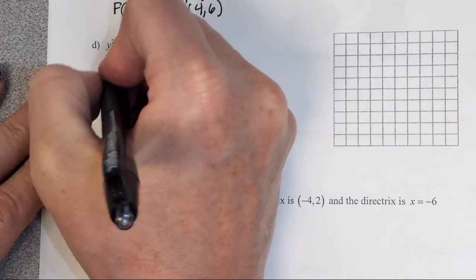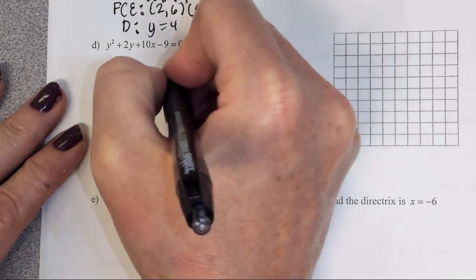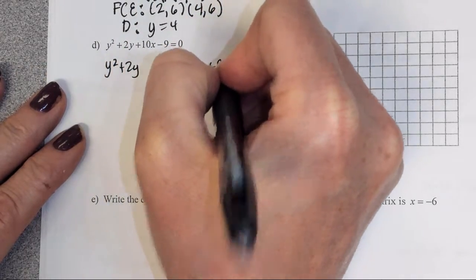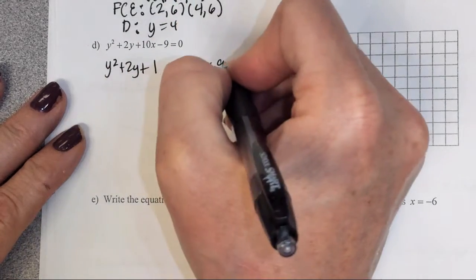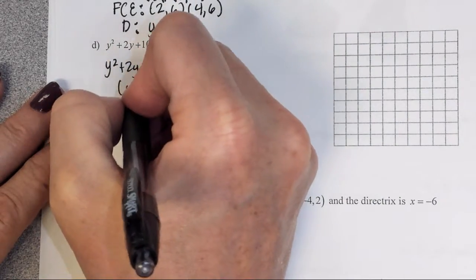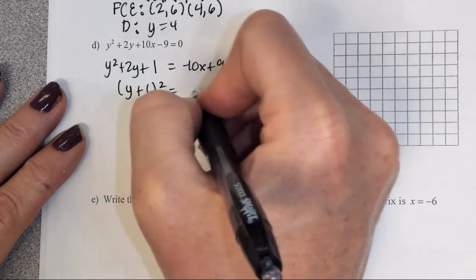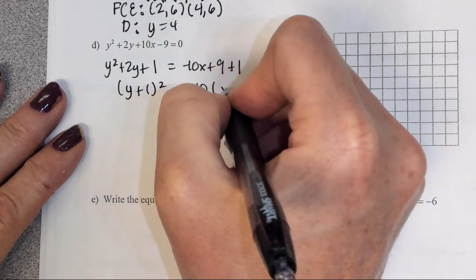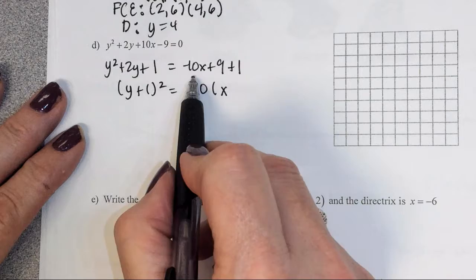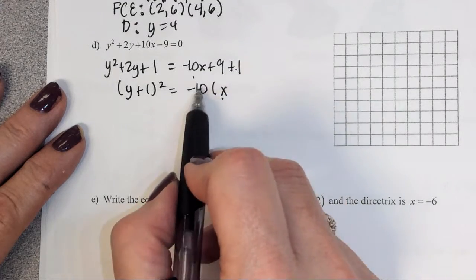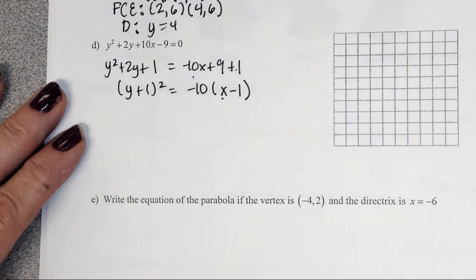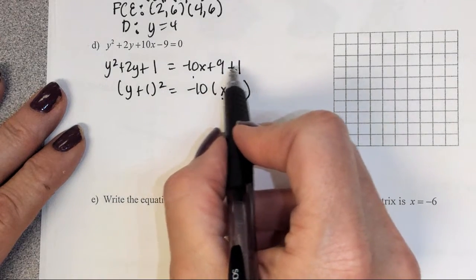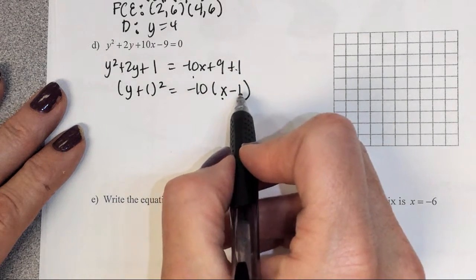So I'm going to start it. I'm going to have y squared plus 2y equals negative 10x plus 9. I'm going to take half of this and square it. That's 1. Add 1 here. So this is y plus 1 squared equals negative 10. I'm going to factor that out. If I take a negative 10 out of here, I just get x. 10 divided by negative 10 is going to be minus 1. You guys see that? Make sure you factor the negative out of there, so that becomes a negative 1.